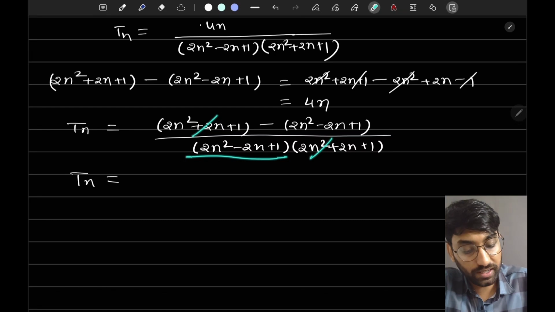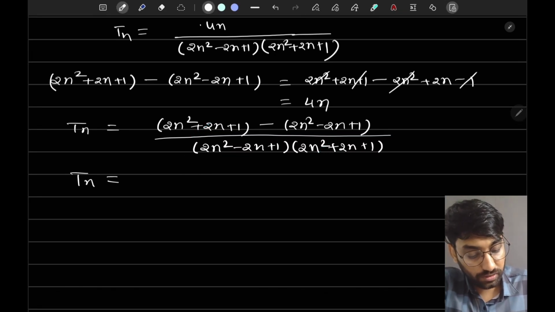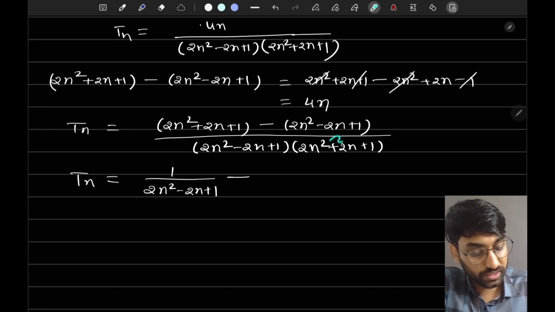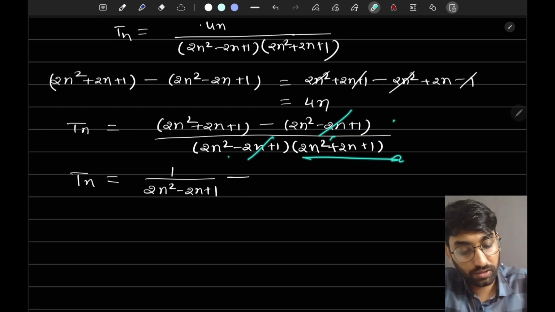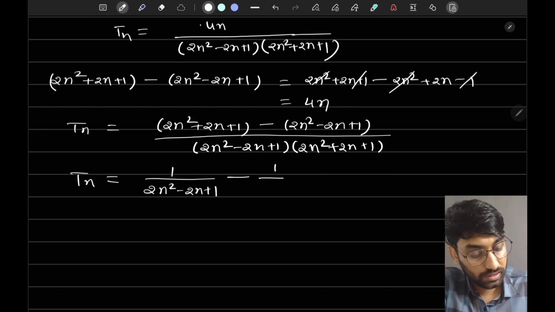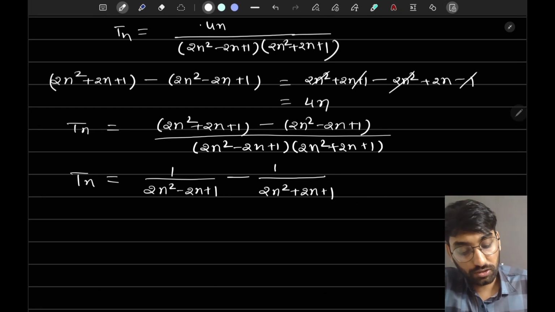So what will I get? I will get 1 upon 2n² − 2n + 1, minus, if I take this upon this, this and this will cancel out and I will get 1 upon this whole thing. So minus 1 upon 2n² + 2n + 1. Correct? So Tn will become what?